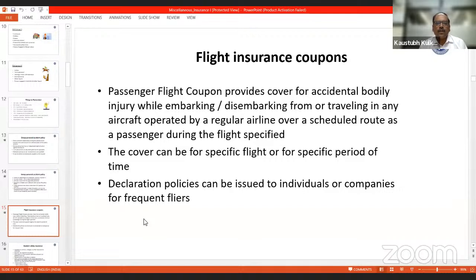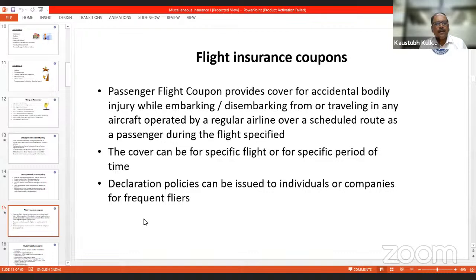The cover can be for a specific flight, because it may happen that for certain flights they will take the flight insurance coupon, and for certain flights they will not. So according to the degree of hazard the airline intends to take, they can take the policy. Not for a specific flight, they may take it for a specific period of time. So according to the degree of hazard, the airlines may come to you for this insurance policy, that is flight insurance coupon.